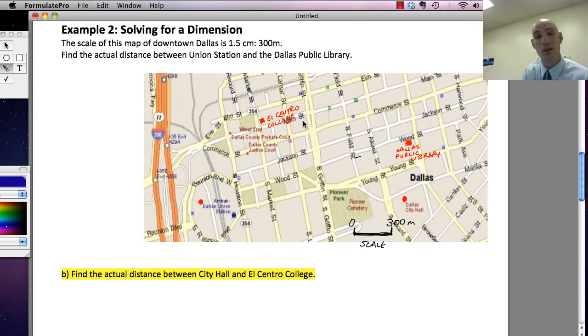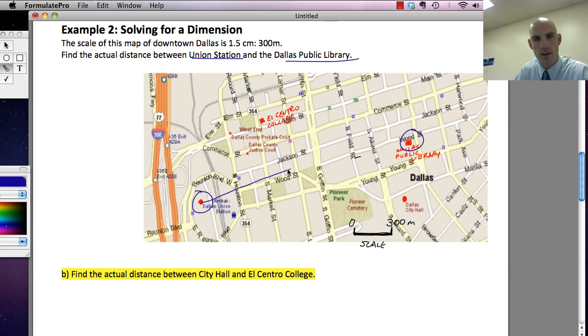Now obviously it's going to be a little bit tricky for me to try to show you this as a measurement, but I'm going to show you kind of how it works. Find the actual distance between Union Station and the Dallas Public Library. Well, here is Union Station over here, okay, and here is Dallas Public Library.